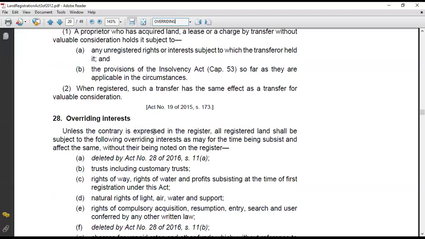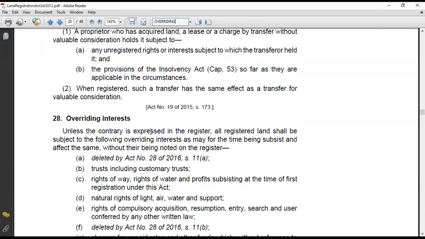So, the reason why they are called overriding interests is that they override a title deed. They need not be noted on the register. Unaona? For them to bind a buyer, unaona?